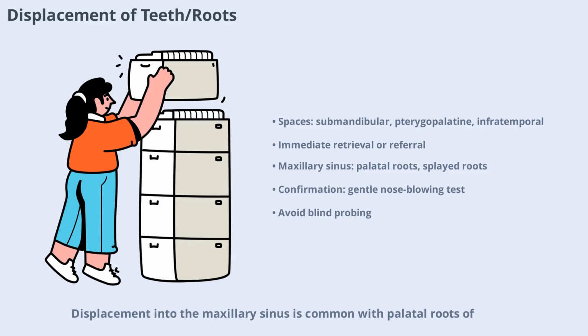Displacement into the maxillary sinus is common with palatal roots of maxillary first molars or teeth with splayed roots near thin antral floors. Confirmation involves the nose-blowing test, but it must be gentle to avoid creating a breach. Avoid probing blindly into the sinus to prevent further complications.